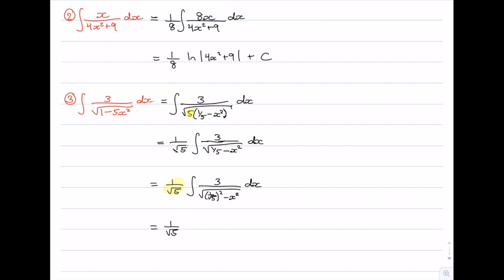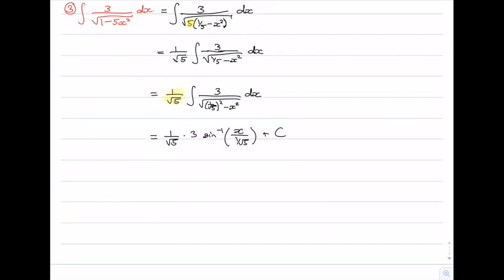So it's going to be times 3 sine inverse of x over a, which is 1 on root 5, plus a constant. And then just tidying things up, this gives us 3 on root 5 times sine inverse of root 5x plus a constant. Okay, and that's the end of the third example.